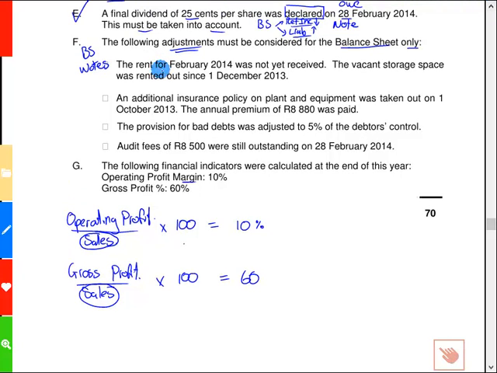The rent for February 2014 was not yet received. The vacant storage space was rented out since 1 December 2013. So let's draw our timeline here.